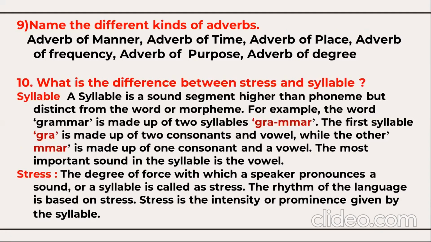Last question, what's the difference between stress and syllable? Syllable is a sound segment higher than the phoneme, but different from the word or phoneme. For example, the word grammar is made up of 2 syllables, gra and mer. So in the first syllable, gra, there are 2 consonants and 1 vowel sound. In the other one, mer, is made of 1 consonant and 1 vowel sound.